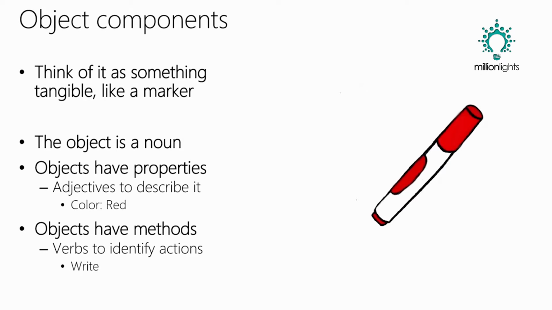And you're also going to notice that objects will have verbs. And those verbs are going to identify the actions. Those are also known as methods. And so, for example, it might be write. Now, here's where things can sometimes get a little bit confusing. People always ask, where do I put things? And in particular, where do I put the methods? And the way that I always like to think about this is by telling an old joke.